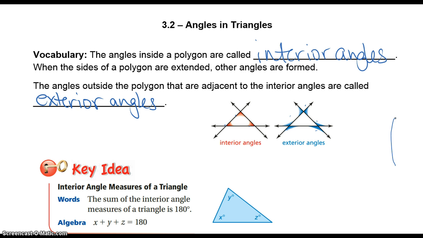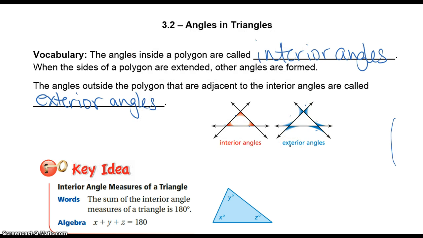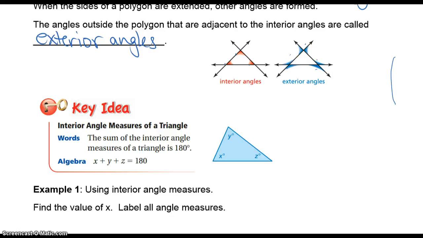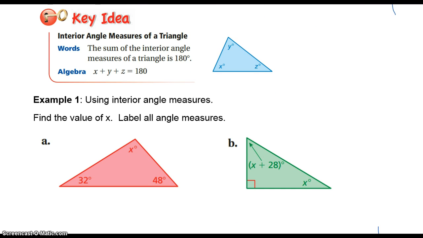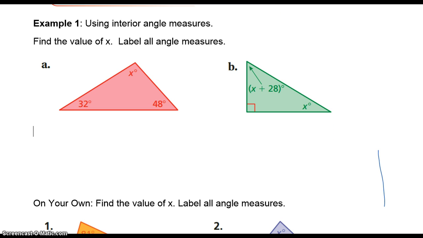Okay, so looking down here, the interior angle measures of a triangle. We did this today in class, and we learned that the angles of a triangle, the interior angles, add up to 180. So we're just going to do a couple more problems like that using interior angle measures. It says find the value of x and label all angle measures. So don't forget at the end to go back and label them.